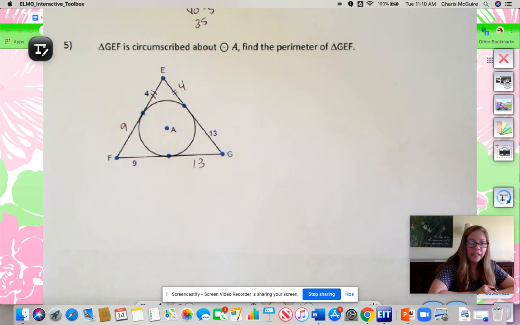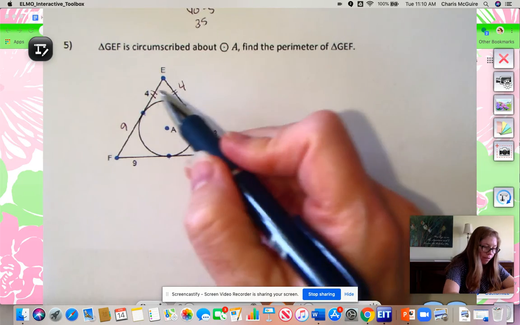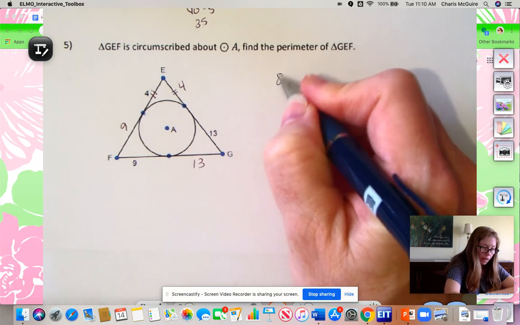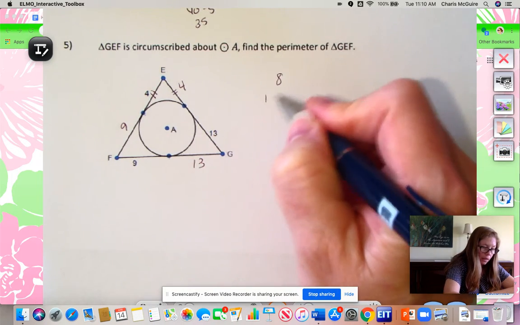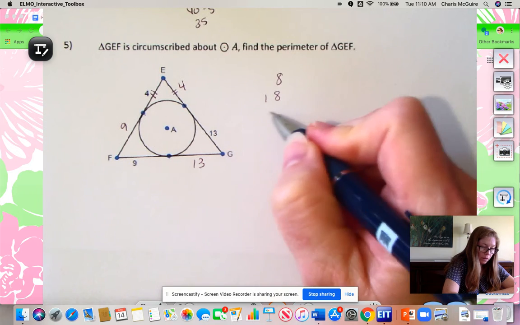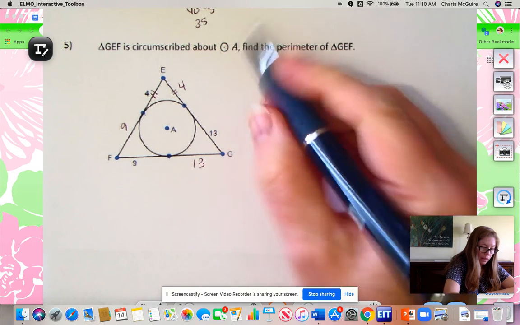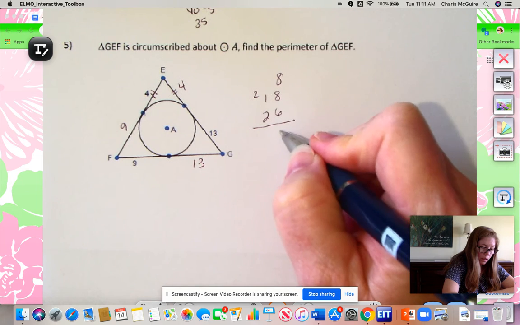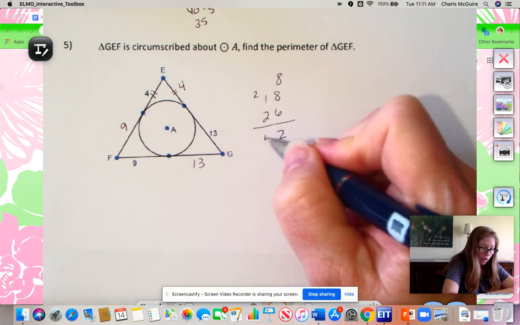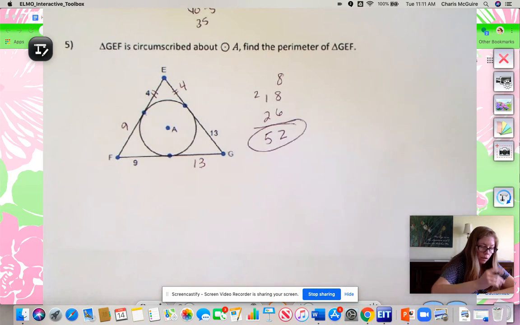All right, so looking at the perimeter, let's see, we have 4 plus 4 is 8, 9 plus 9 is 18, 13 plus 13 is 26, 8 and 18 is 26, and we have 52 units around that perimeter of the triangle. All right, go get your worksheet and work on this.